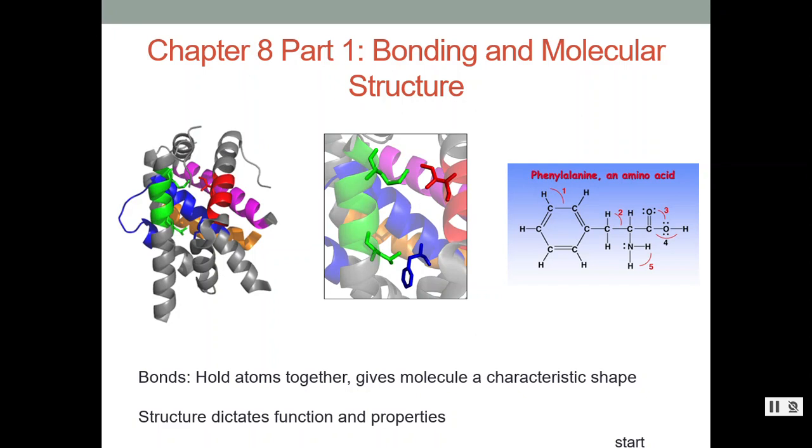So in this chapter, we're going to talk about, on a smaller scale, how connections between atoms build and create a structure of a molecule and how that structure dictates function and properties.